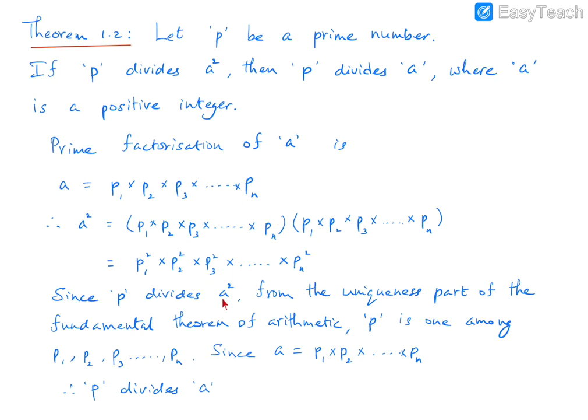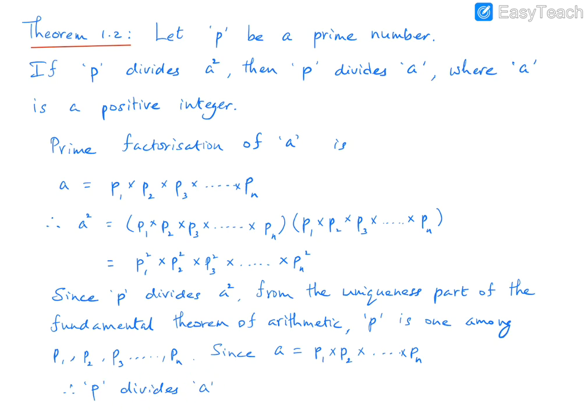So if p divides a square, that means that p must be one of the p1, p2, p3, and pn. So the p that is dividing a square must be one of the numbers from p1 to pn. So therefore, we say that since a is a product of the prime factors p1 to pn, the number p must be one of these numbers. So therefore, we can conclude that p also divides a.